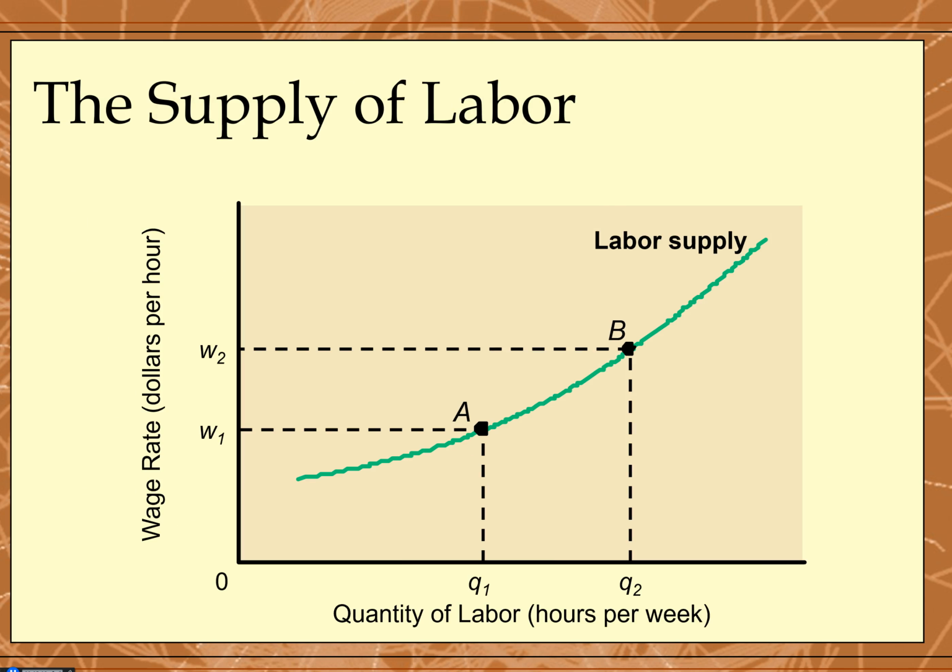And that's what we can see here. At wage 1, you work Q1 hours. If you increase a person's wage, that increases the incentive to work Q2 hours, and you move along the labor supply curve.